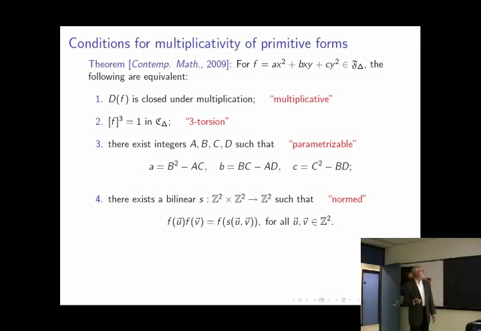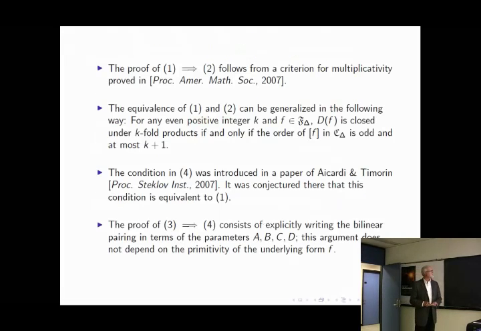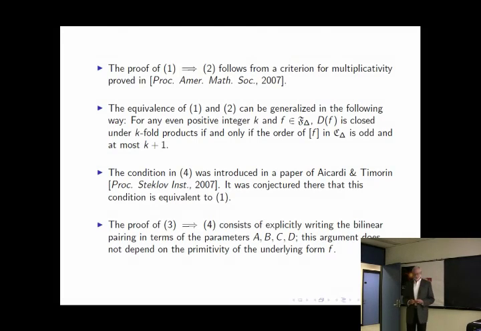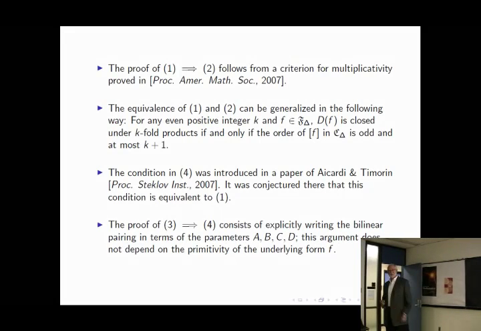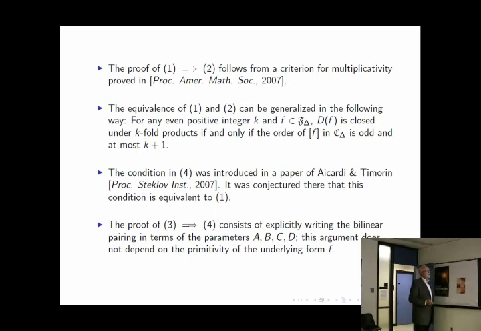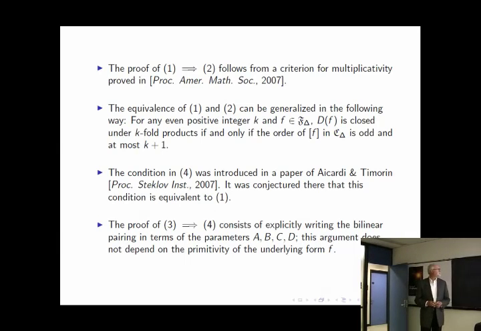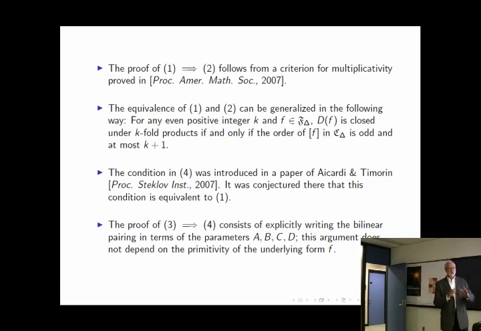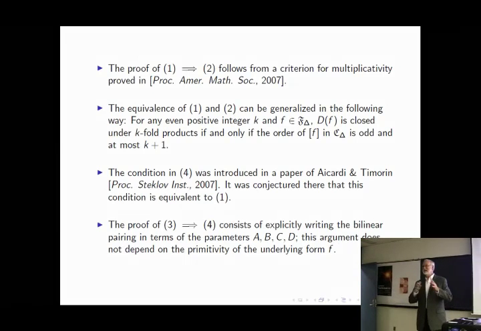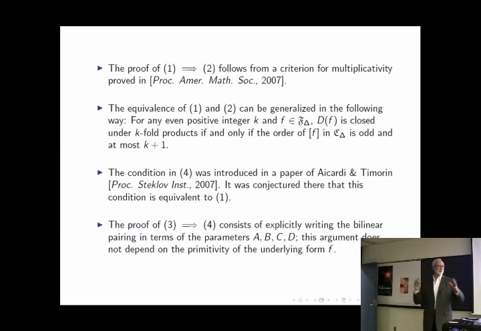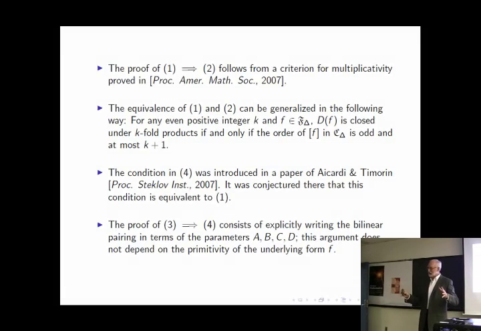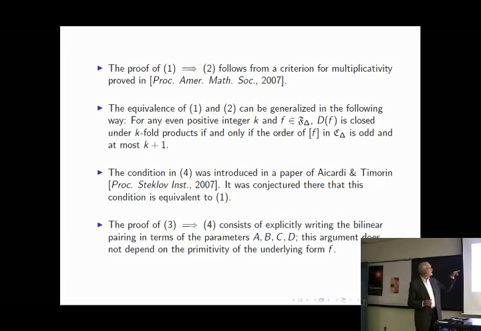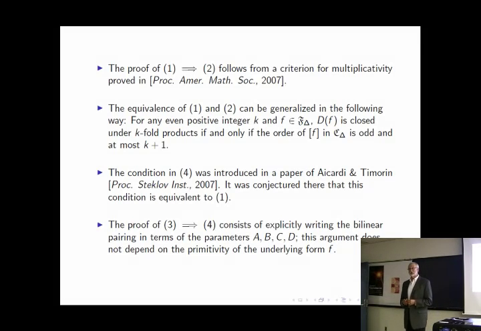to prove. Actually, it comes from a little bit more general criterion for multiplicativity. I'll state that in just a minute. That we published in the AMS proceedings in 2007. And it's also interesting, we can show that the equivalence of conditions 1 and 2 also holds if you look not just at products of 2 elements, but suppose you look at products of any even number of elements. So you look at k-fold products for any even number k, then that is related to the order of the class of F in the corresponding class group.